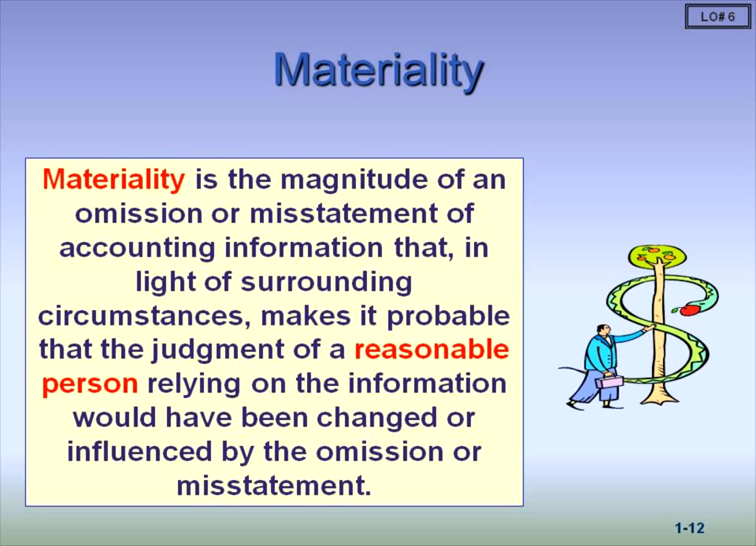Okay, so a reasonable person relying on the information would have had their decision about the financials, or a decision that they're going to make, say for financing, changed or influenced by the omission or the misstatement. That is our materiality definition.